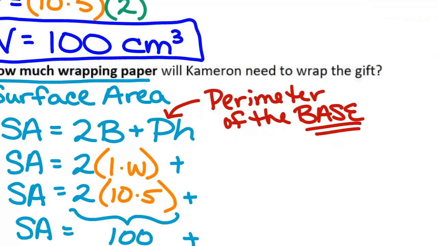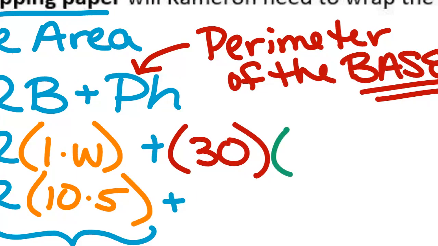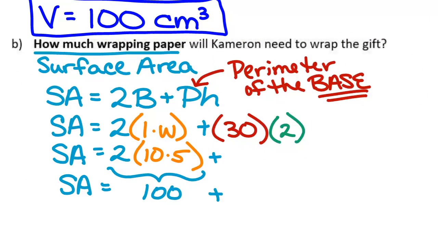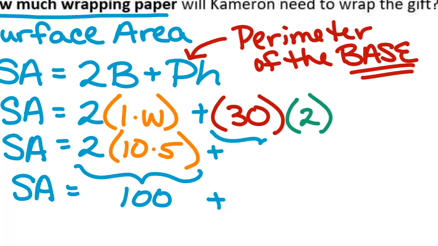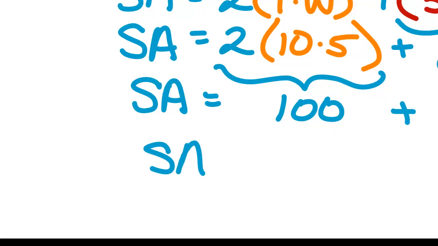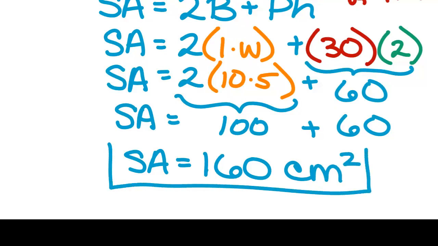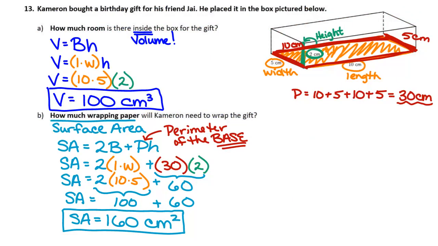So we're going to take that 30, we're going to put it in for P. And then height is the height of the prism, which we said before was how big? 2. And 30 times 2 gives me 60. So I add those two together, and I get a total surface area. Yes, 160 centimeters squared. All right, we have 5 minutes until the end.